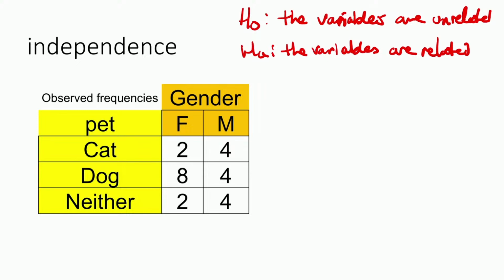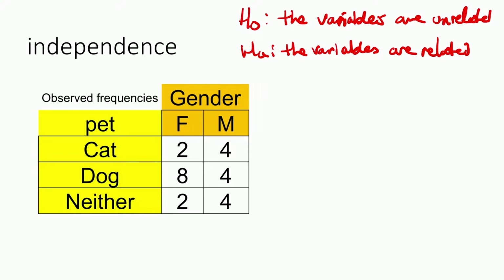Now, by the way, when we say they are related, that's the alternative. What that means is that if you're a male or a female, your pet choice is somehow related, maybe not caused by, but related in some way to your gender. That is that females are more likely to have one kind of pet and males are more likely to have another kind of pet. So that's what it means to be related or unrelated, at least in this context.